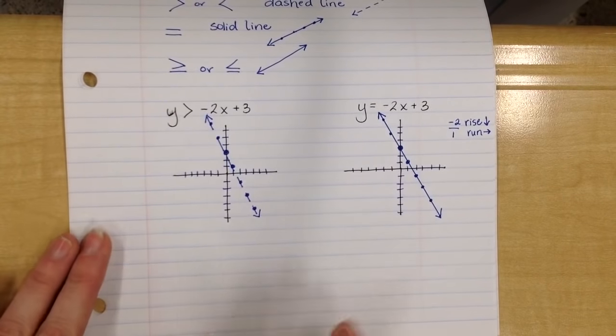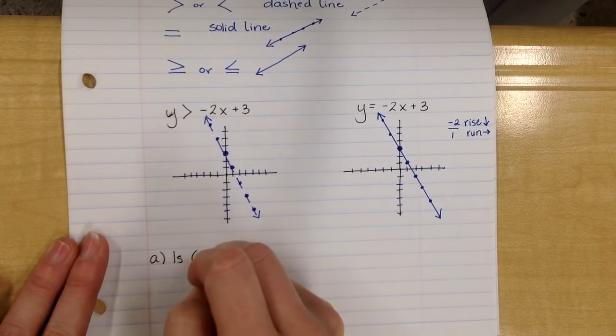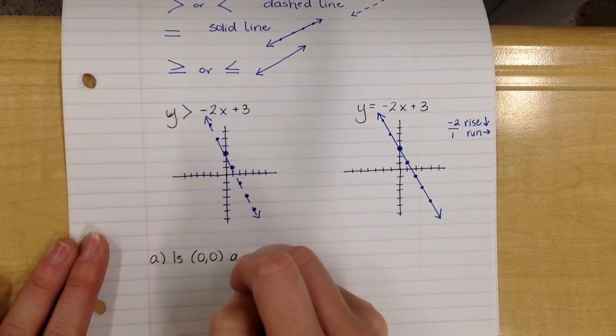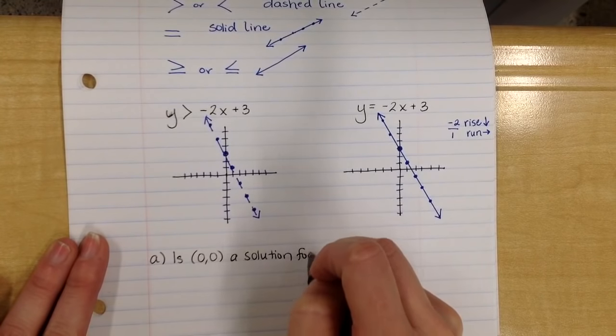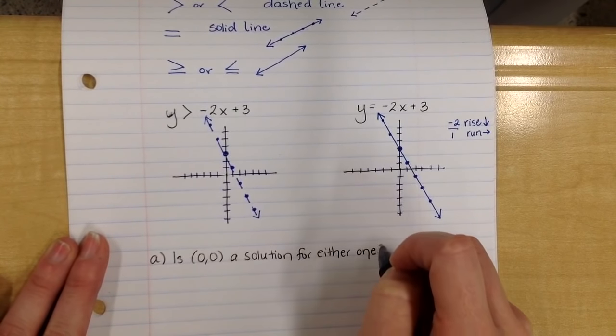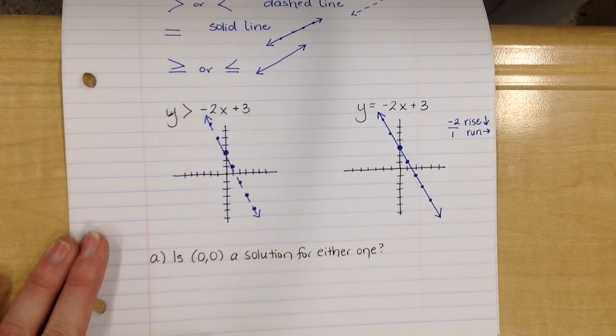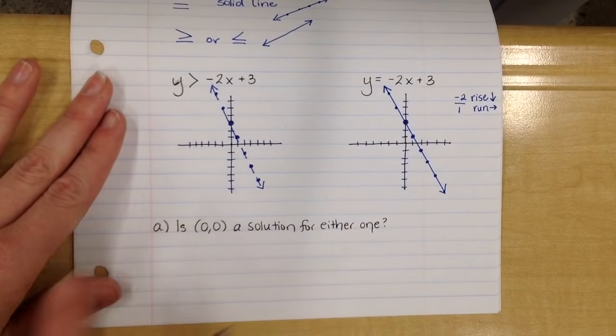For part A, is 0, 0 a solution for either one? And we're going to prove this algebraically. Okay, so is 0, 0 a solution for either one?